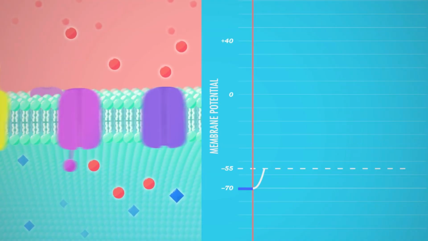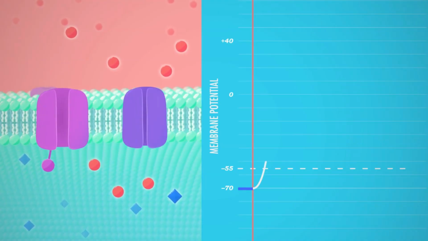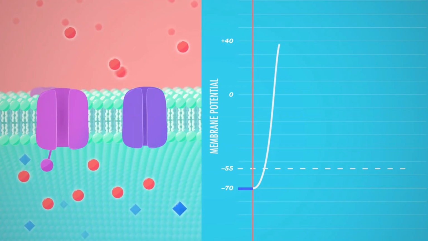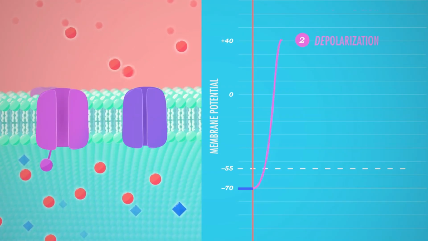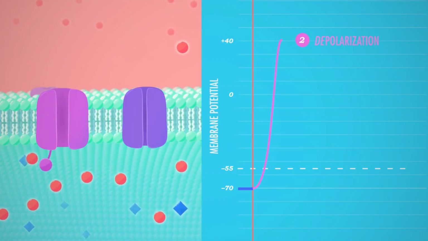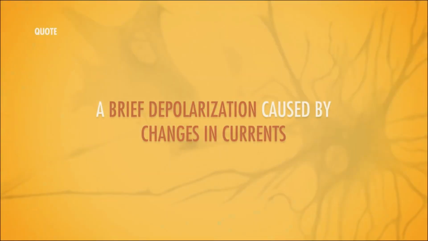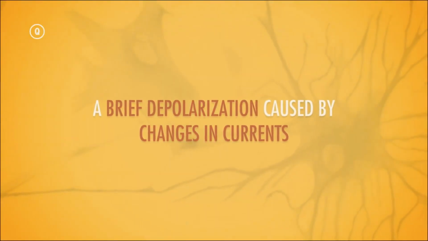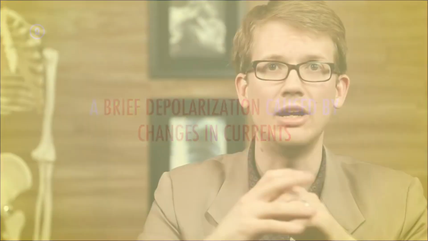At that threshold, the voltage-gated sodium channels open, and there are tons of these, so all of the positive sodium ions rush in, making the cell massively depolarized. So much so that it actually goes positive, up to about positive 40 millivolts. This is action potential in action. It's really just a temporary reversal of a membrane potential, a brief depolarization caused by changes in currents. And unlike graded potentials, which are small and localized, an action potential kicks off a biological chain reaction which sends that electrical signal down the axon.